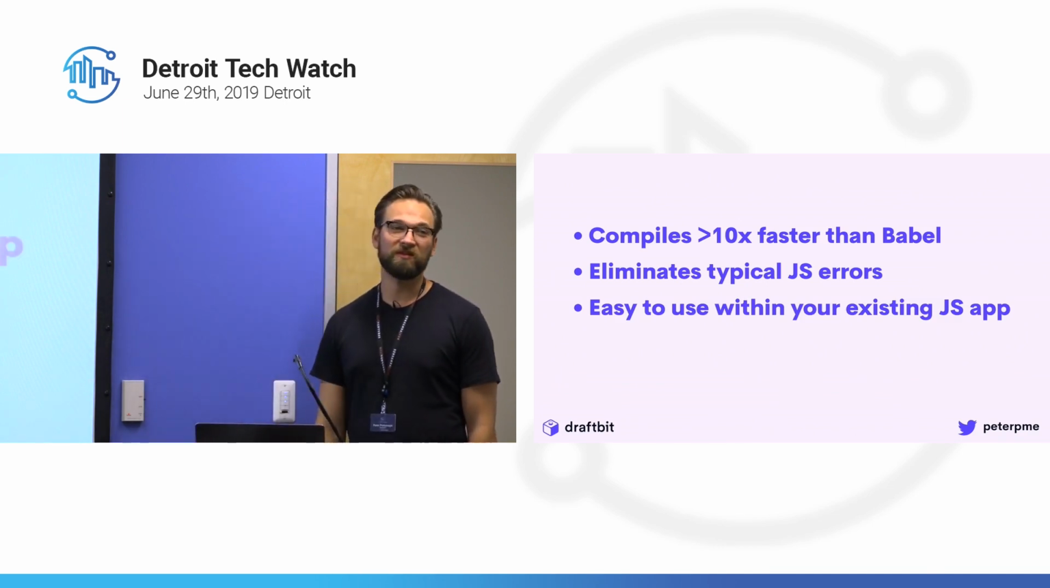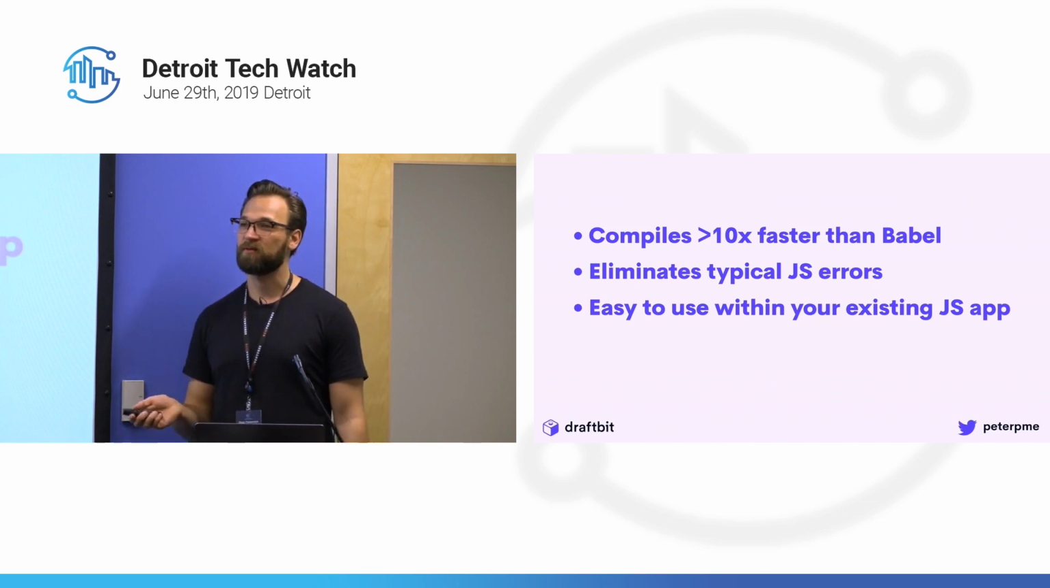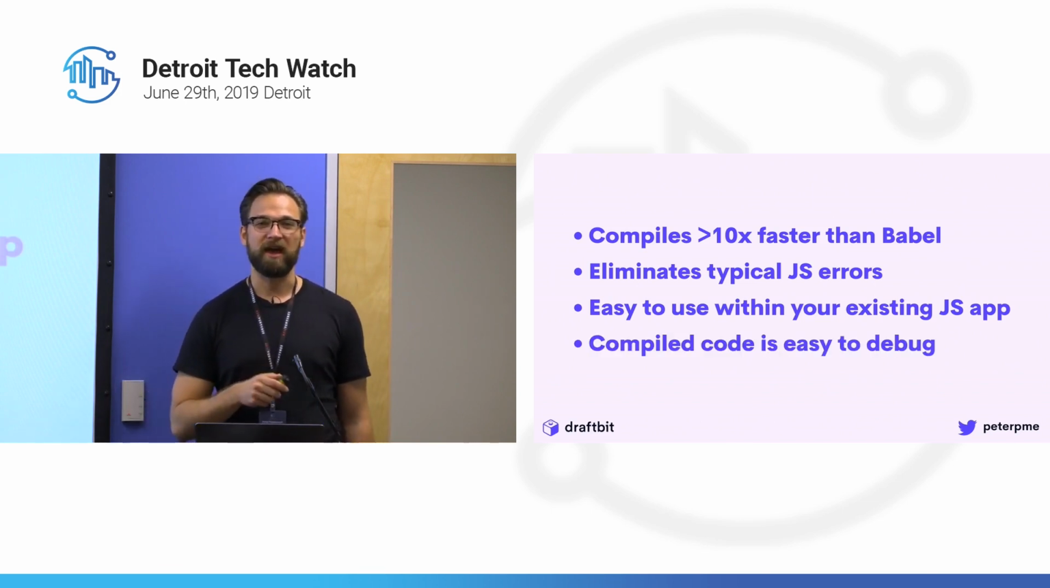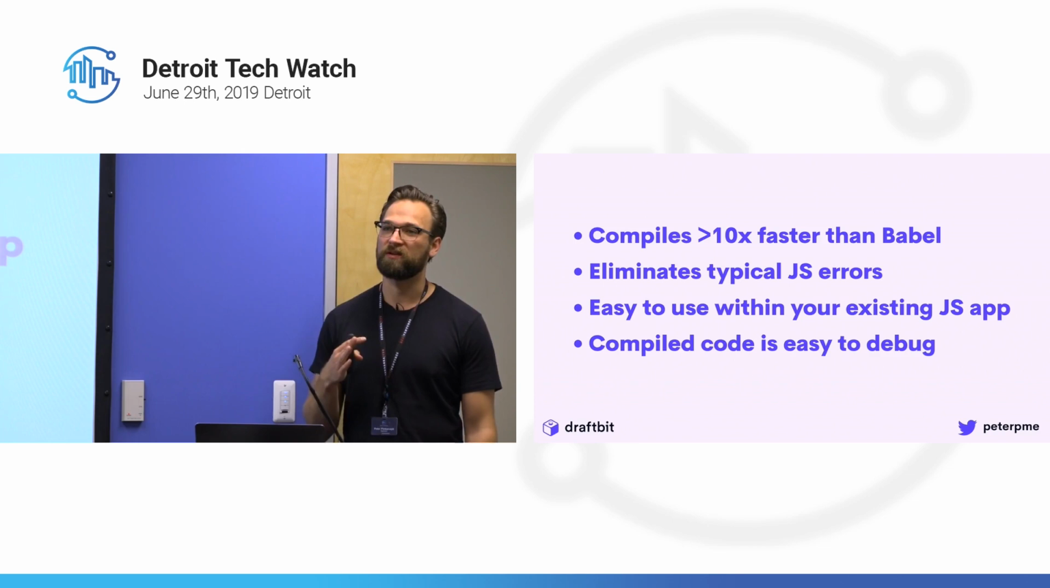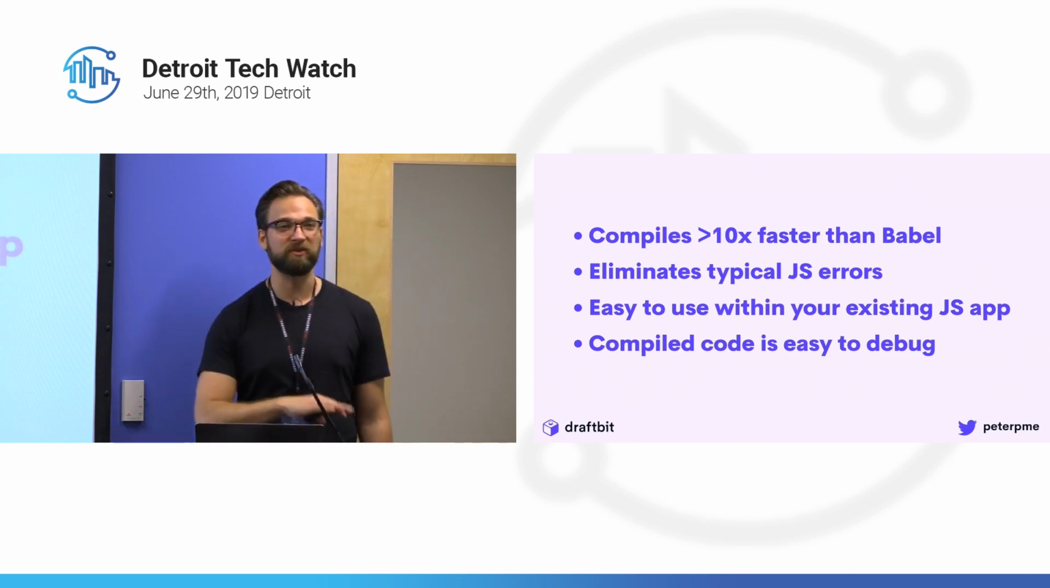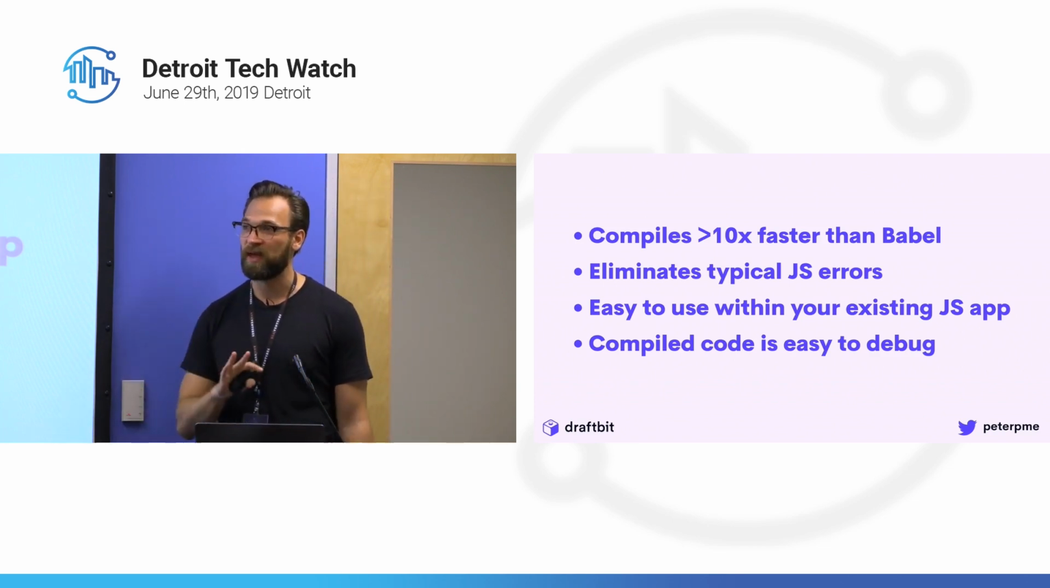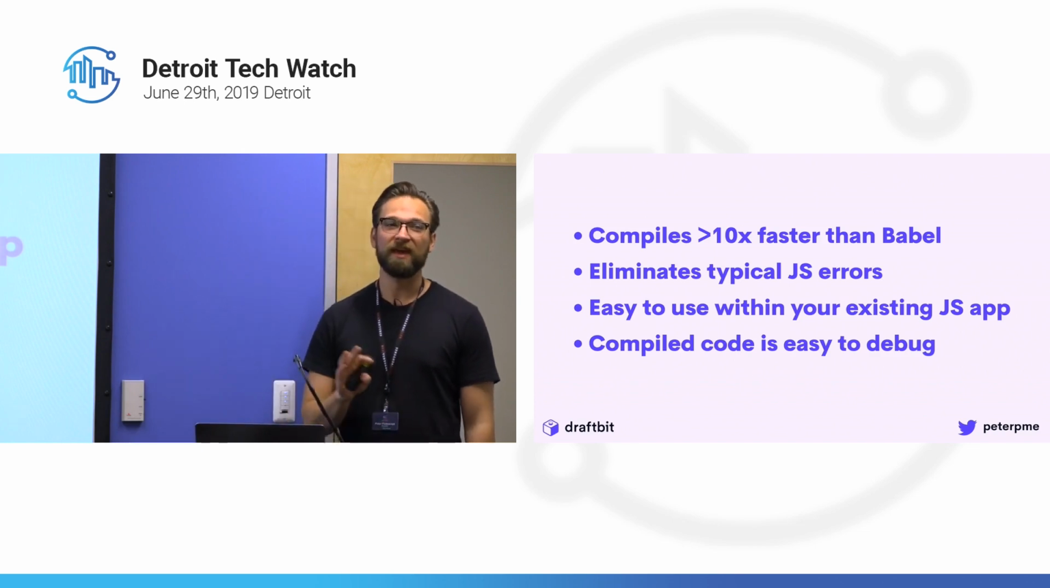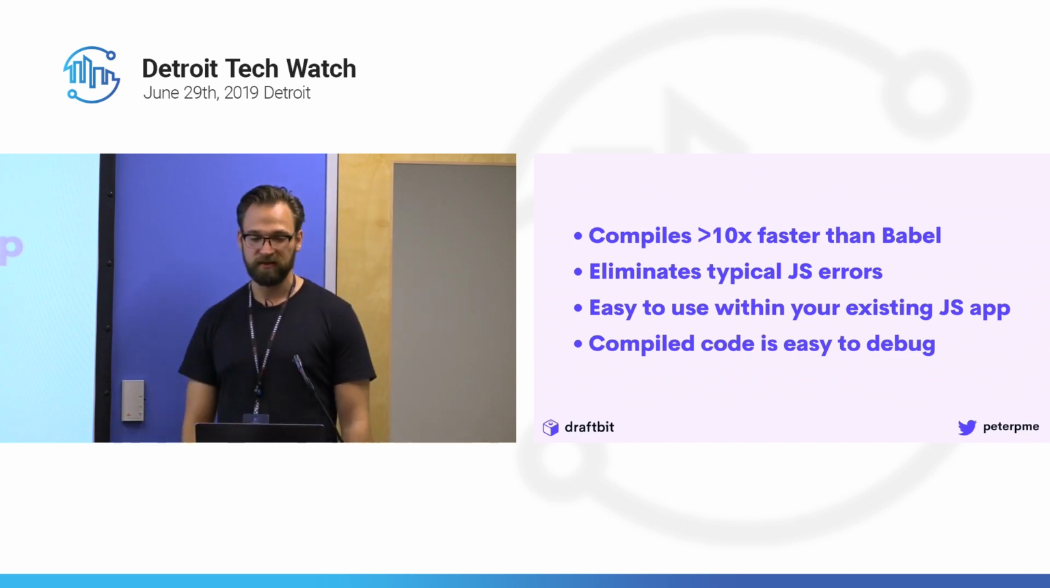It's easy to use within your existing apps. The interop is amazing, right? Nobody's expecting you to start an app in Reason and have to rewrite your stuff. You can write with as many components as you want in JavaScript or Reason and use them hand in hand, and get the type safety and all the benefits on both ends, right?